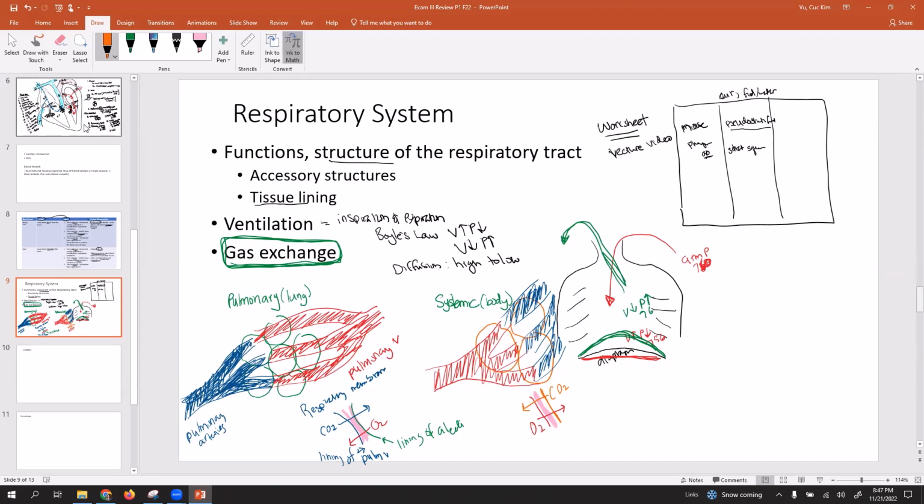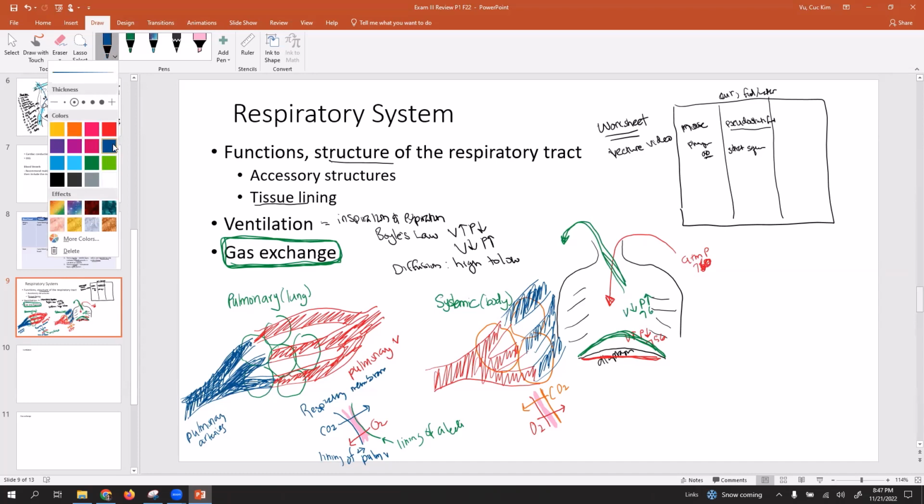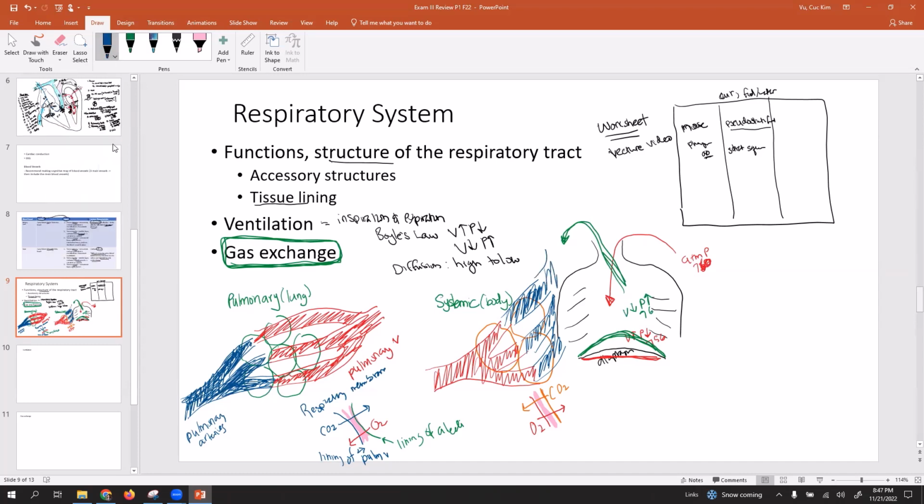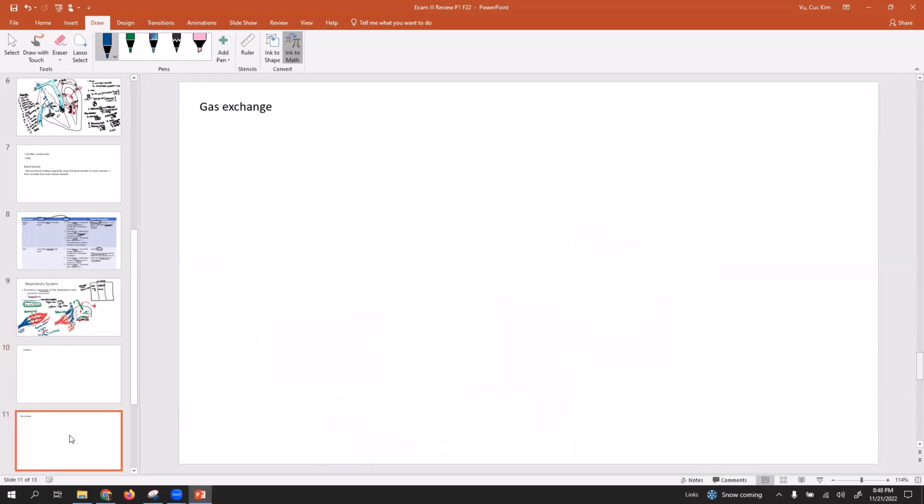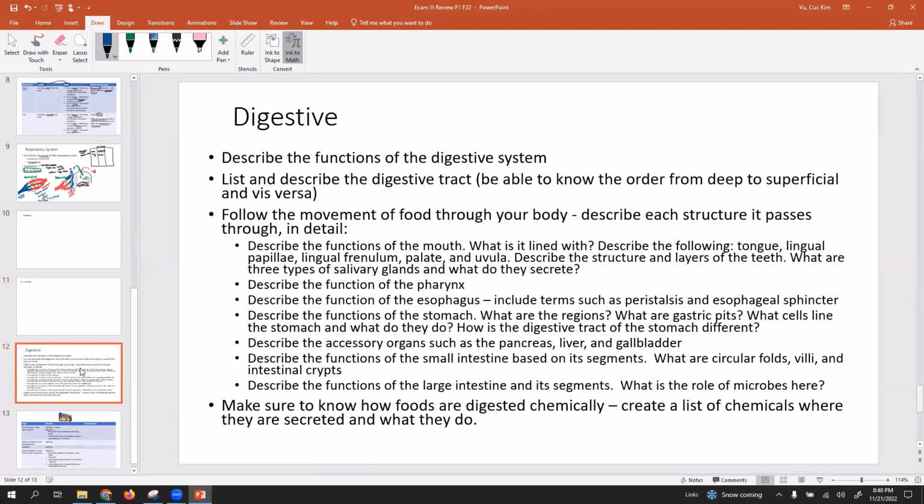Okay, so this set right here that leaves after having exchanged between the blood vessel and the cells, these veins are going to go back to the heart being deoxygenated, high in CO2 and low in O2. Okay, questions? Awesome.